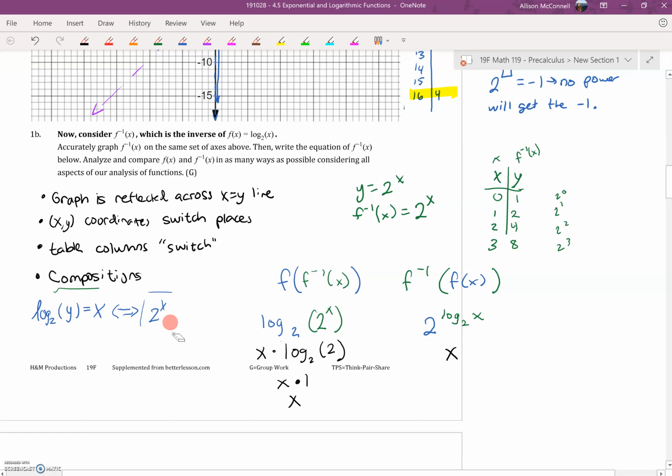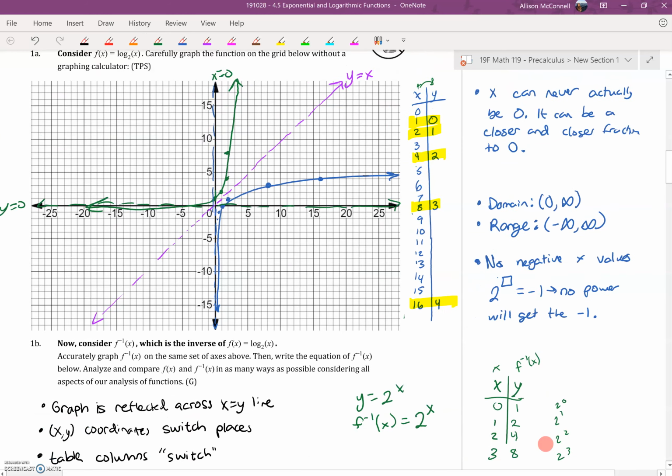Oh, I should make it green, huh? To make it 2 to the x is equal to y. And so there were five different ways? Yeah. Five different ways to look at and justify that 2 to the x is in fact the inverse to log base 2 of x.